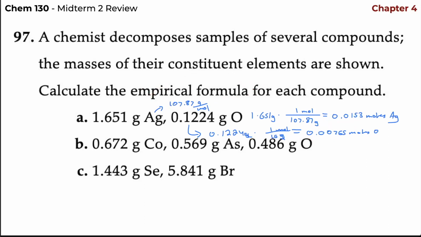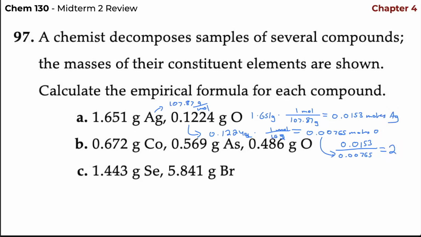Because that's going to give us our empirical formula. And the easiest way to find that ratio is just to divide them by each other. The 0.0153 is the bigger one, so let's divide 0.0153 over 0.00765, and that's equal to 2, right? And now we know that the ratio is 2, so to make this equal, there's got to be 2 silver atoms for every one oxygen atom.